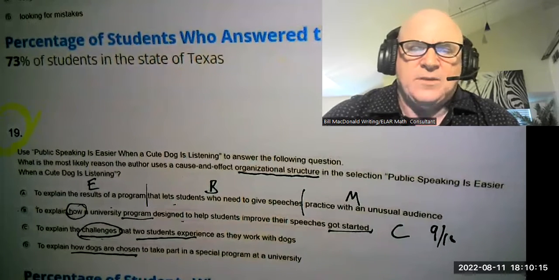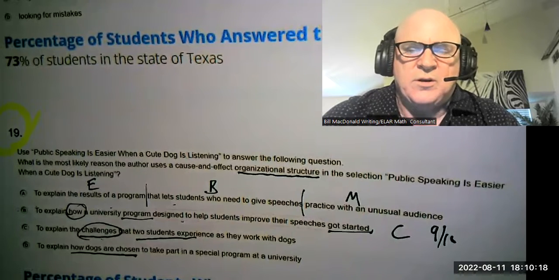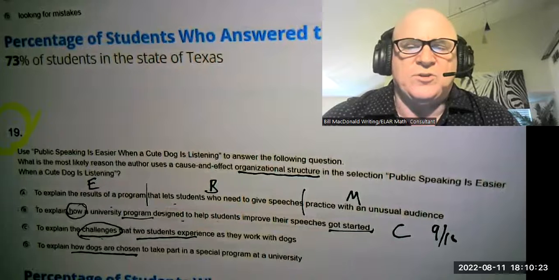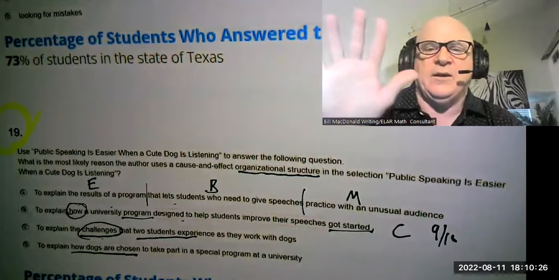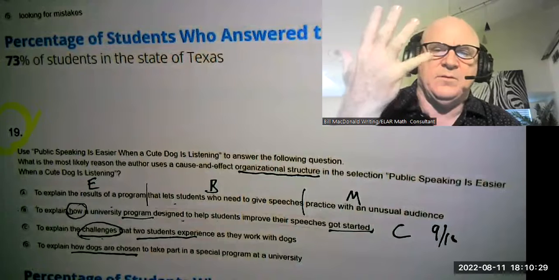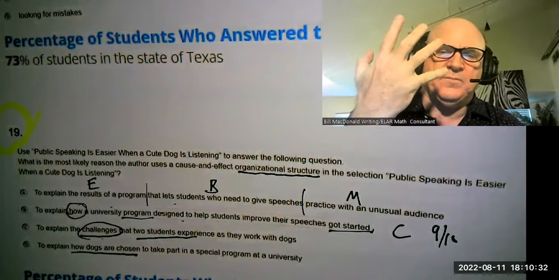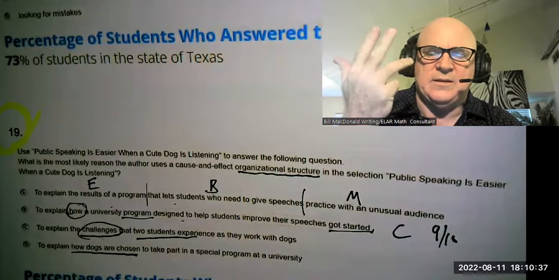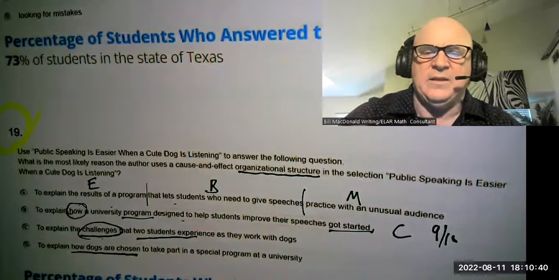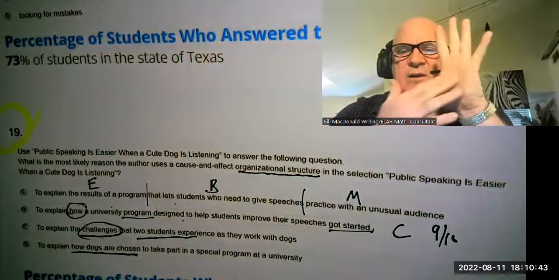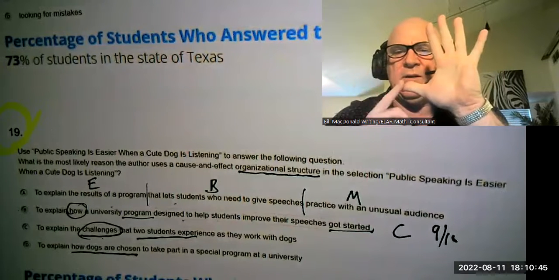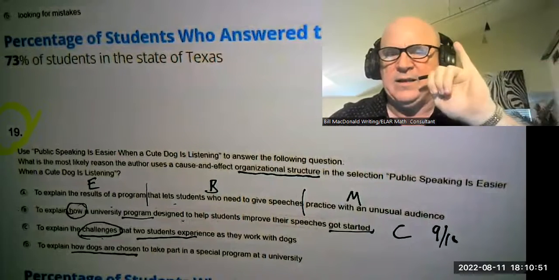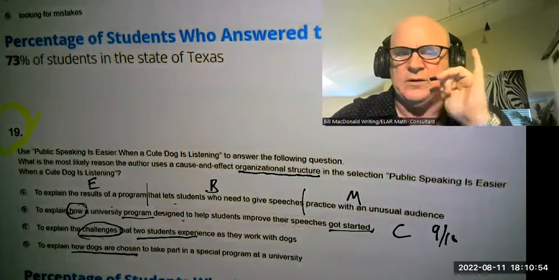So that's not an organizational structure of a passage, a selection. That's the organizational structure of two paragraphs. And a paragraph with a topic sentence, a main idea, and its specific supporting sentences and closing is completely different than the organizational structure of an entire selection. How does it begin? What's in the middle? And how does it end? Or we draw a conclusion.